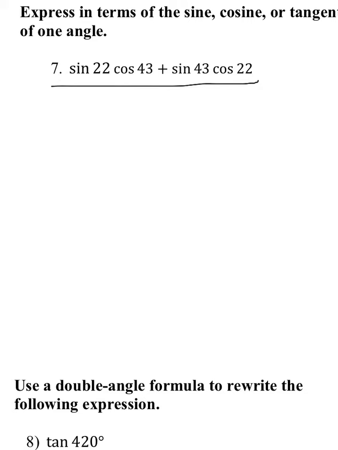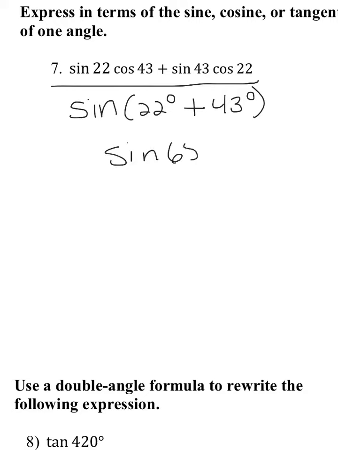This is a sum or difference formula. This one happens to be a sum formula, and it's the sum formula for sine of 22 degrees plus 43 degrees. So all we're doing is rewriting this sum or difference formula as one angle. So here we have to add these together. 22 plus 43, we get the sine of 65 degrees. And that is all you have to do for problem number 7.